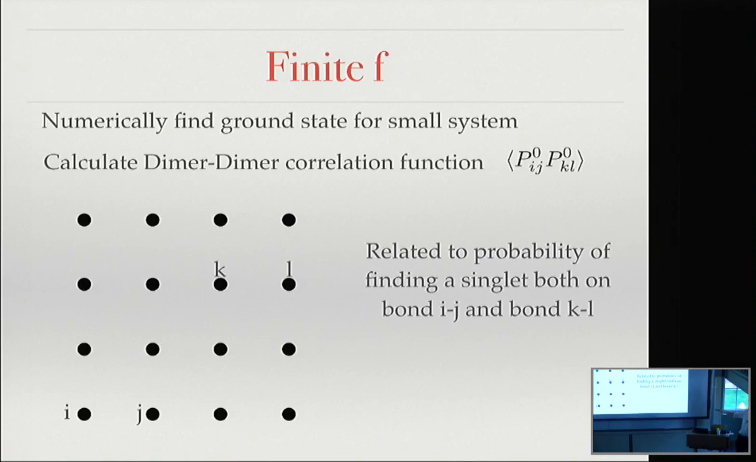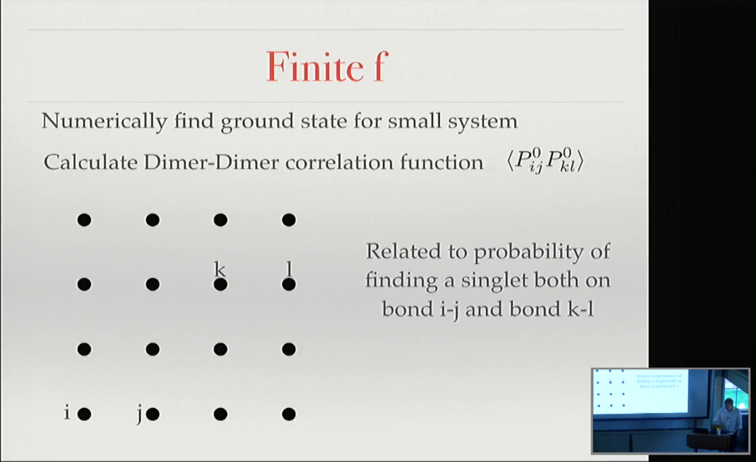And to see what sort of phase we have, we're going to look at this dimer-dimer correlation function, where we look at the projector on two separate sets of bonds. So I look at the projector of these onto a singlet and the projector of these onto a singlet. And more or less, you can think about that as what we're calculating: the probability of finding simultaneously a singlet here and a singlet there.